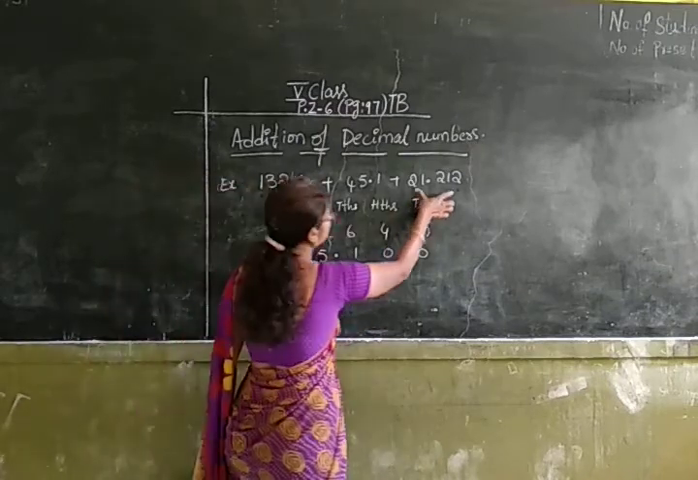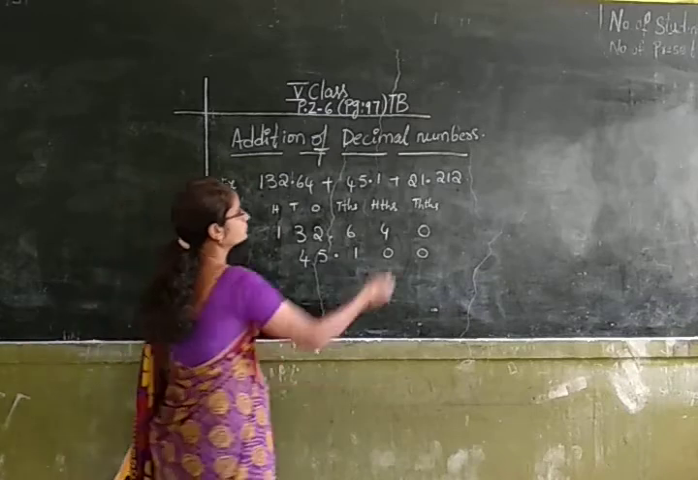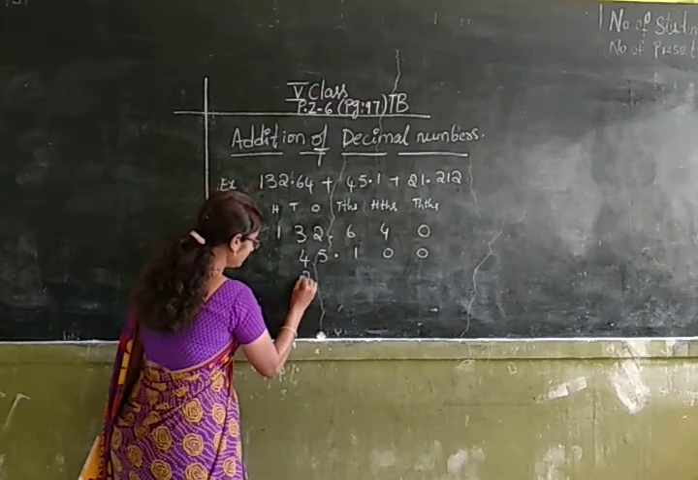Now let us arrange the third number, which is 21.212. This number is starting from tens place. So let us start writing this number from tens place.